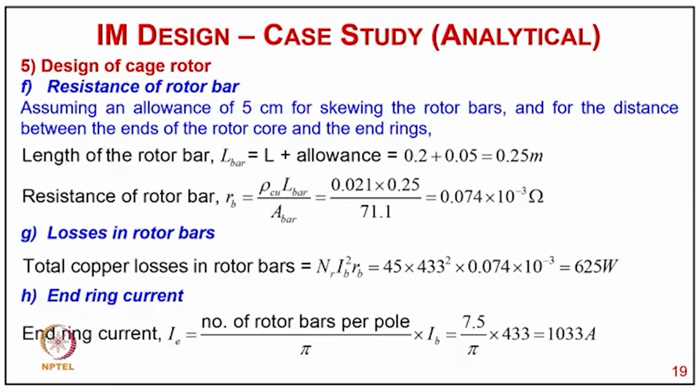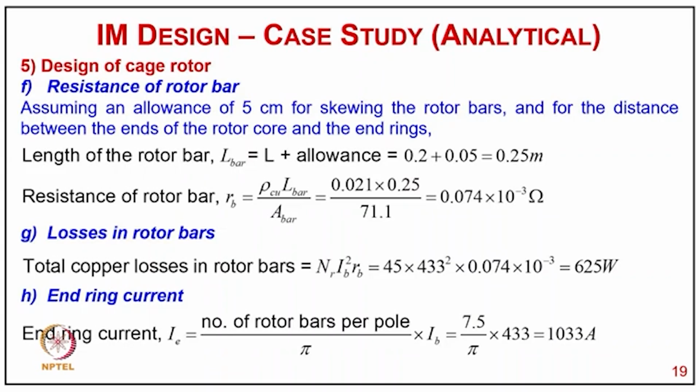Now coming to the calculation of the resistance of the rotor bar, assuming an allowance of 5 millimeter for screwing the rotor bar and for the distance between the ends of the rotor core and the end rings. So length of rotor bar, L bar, equals L plus allowances. Putting values, it comes to 0.25 meter. The resistance of the rotor bar, RB, equals rho Cu, the resistivity of the copper, we are using copper as the bar material here, times L bar upon A bar. Putting values, it comes to 0.074 into 10 power minus 3 ohm.